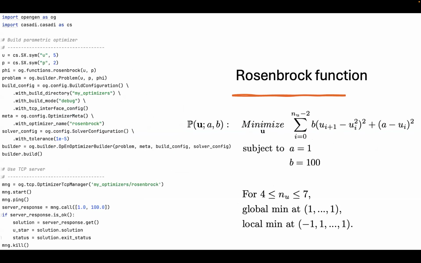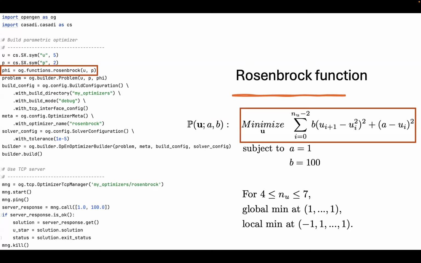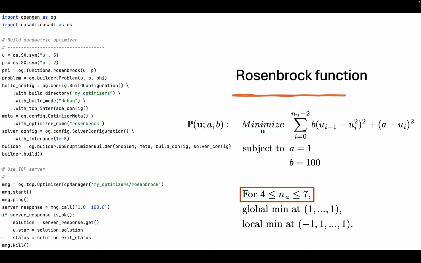So if we take it up to having 5 decision variables, we have a problem that we're trying to minimize over our decision variables u with parameters a and b, and you're minimizing the cost function, which because it's a test function, we already have it inside Open and you can just call the function instead of building it yourself. Then we're going to look at nu is equal to 5. So for this case, we're going to have a global minimum at all ones, 1, 1, 1, 1, 1. But there is also a local minimum at -1, 1, 1, 1, 1, which we don't want to find. We want to know the global minimum.